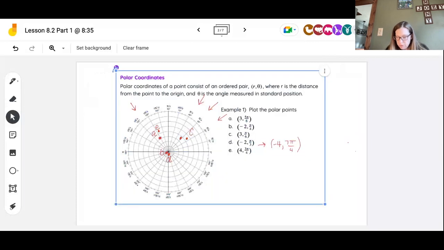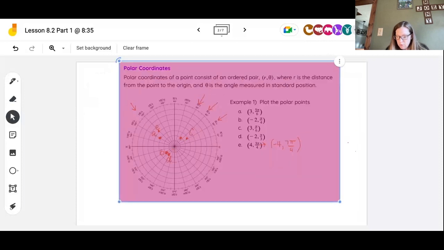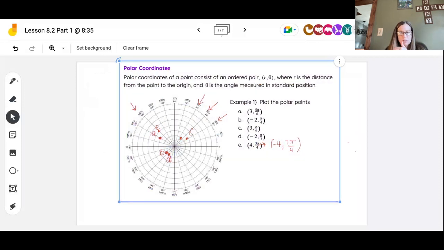Instead of going 4 units towards 7 pi over 4, we go backwards, which lands us at 3 pi over 4. Similarly, I could also write -2, pi over 3 for part D as the same as +2, 4 pi over 3. So I would go to 4 pi over 3 and go 2 rings down.